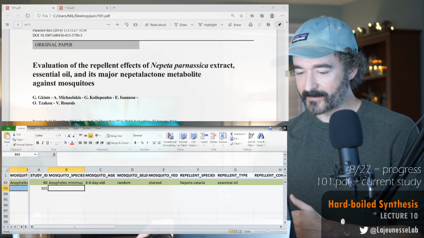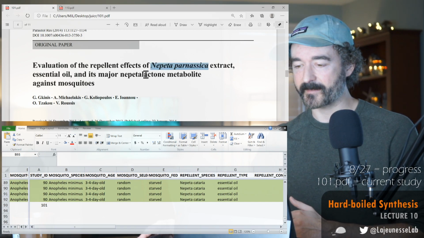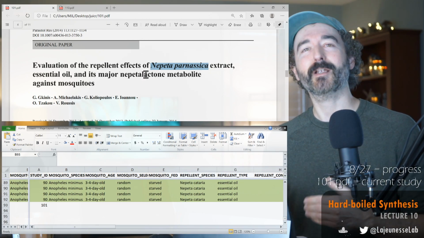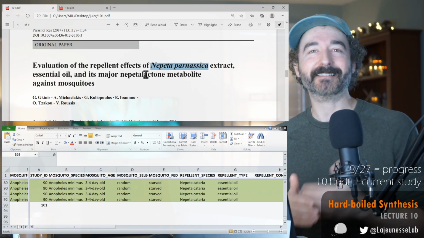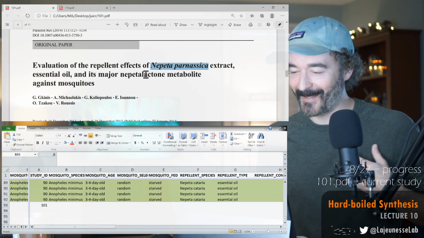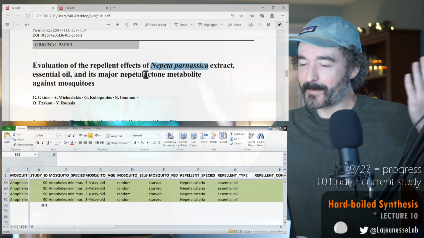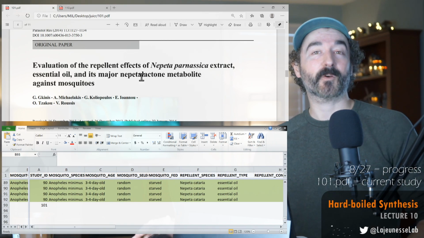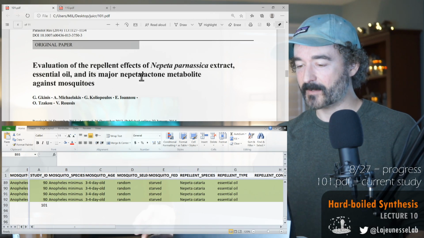Already off the bat, I could see the title is different, and that it's actually using a different species of Nepeta. It's not Nepeta cataria, the conventional catnip. I just realized now that cataria has "cat" in its name. How many lectures? 10 lectures before I realized that's what it is. But this is Nepeta parnassica. Nepeta is probably a huge genus of plants. Maybe the defining feature is the nepetalactone, not the essential oil, but the active chemical in these plants.